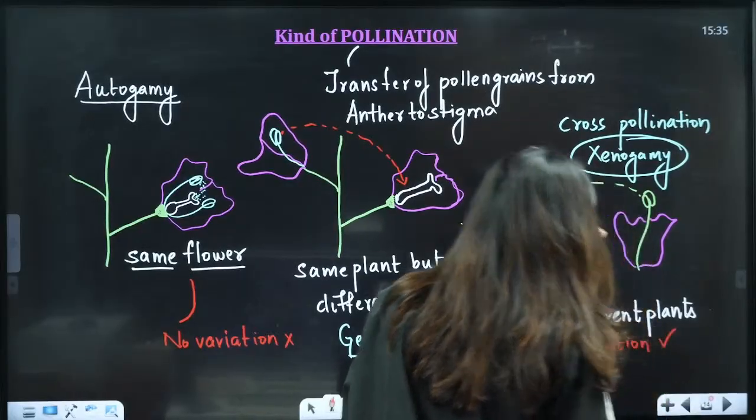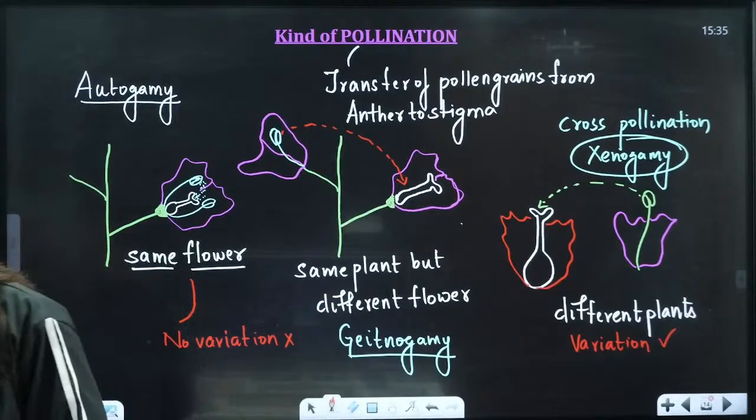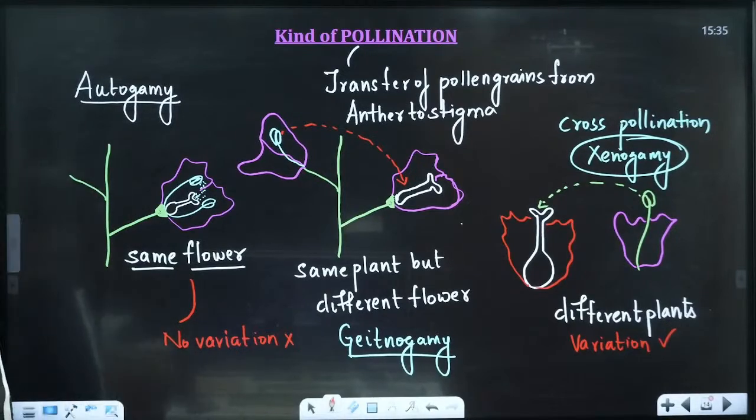Cross pollination, there is going to be variation. Clear to all of you? Yes or no? I hope this is clear. Perfect. Let me just sit for a minute. Transfer of pollen grains from anther to stigma: autogamy, geitonogamy and xenogamy. Okay, autogamy means what, students? Same flower. Anther to stigma of the same flower.